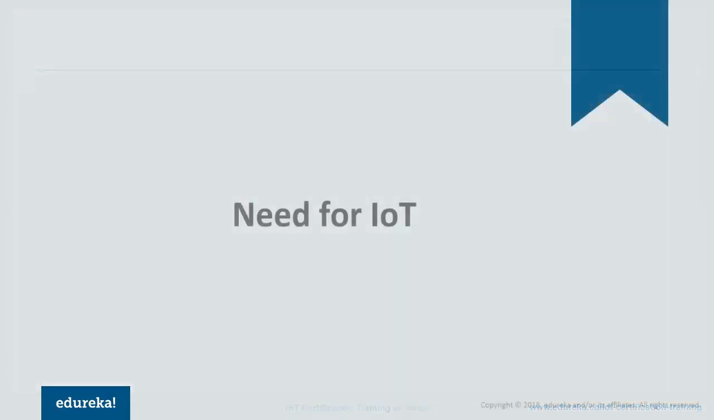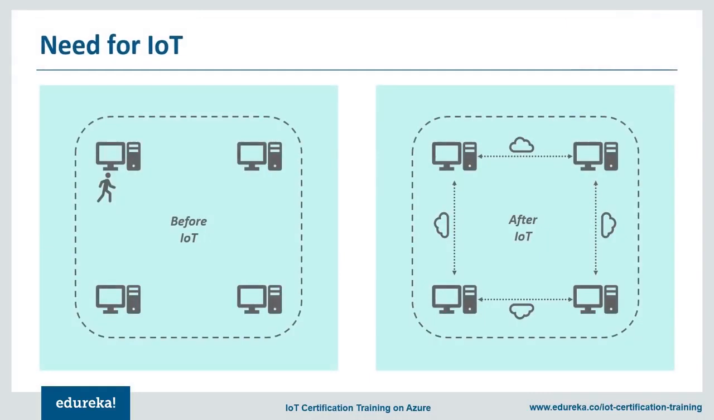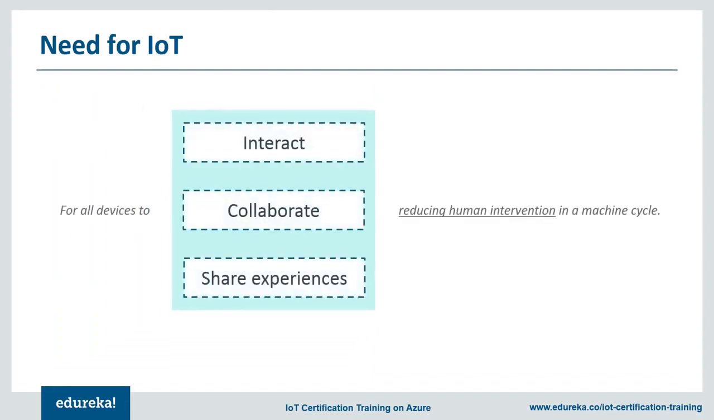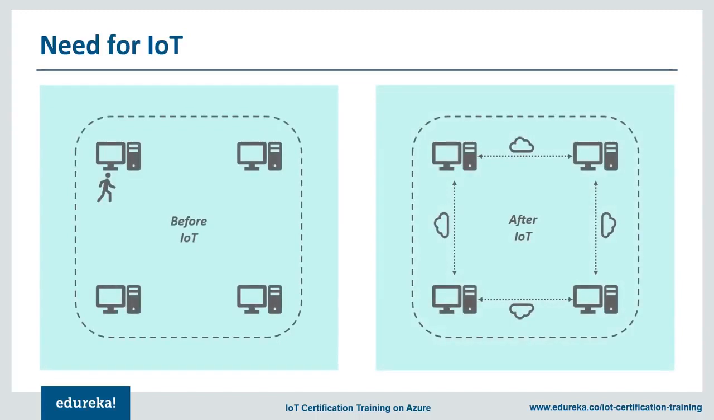So let's start with a simple question. What is the need for IoT? We still had devices to do things for us before the IoT existed, right? So what is the difference with or without IoT? The difference is that you had to run from machine to machine telling them what to do for you. But with the Internet of Things, the devices can interact, collaborate, and learn from each other's experiences just like we humans do. This is ultimately aimed to reduce human intervention in a machine cycle.